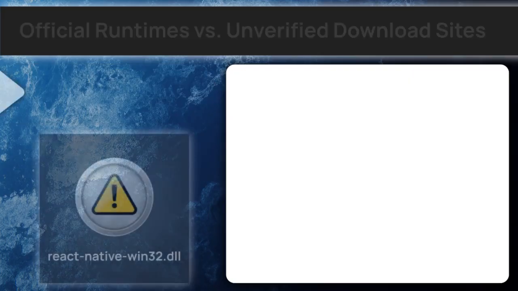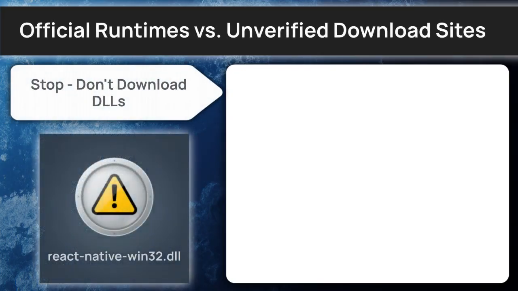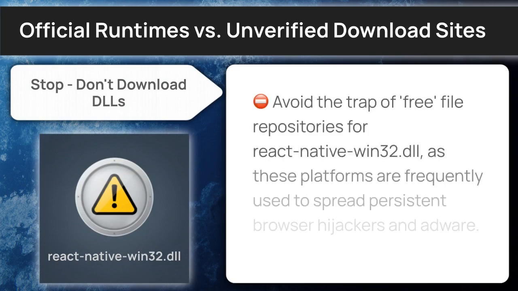Before we finish, let's go over the professional protocol for sourcing essential system libraries. Be aware that manual interventions for react-native-win32 library DLL often create secondary conflicts. Using an incorrect file version can cause cascading application crashes, making your workstation significantly less stable than before.